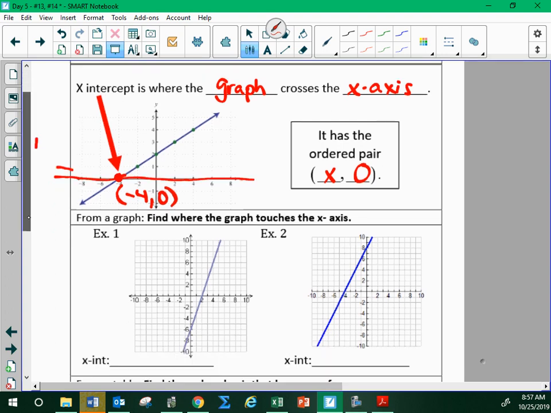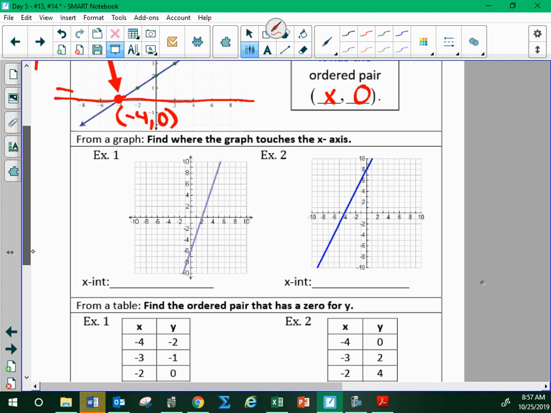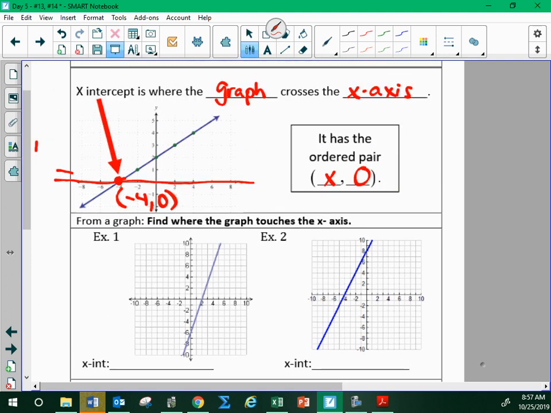Just going to take a look at examples 1 and 2. Wait. Can you please get that? Thank you.